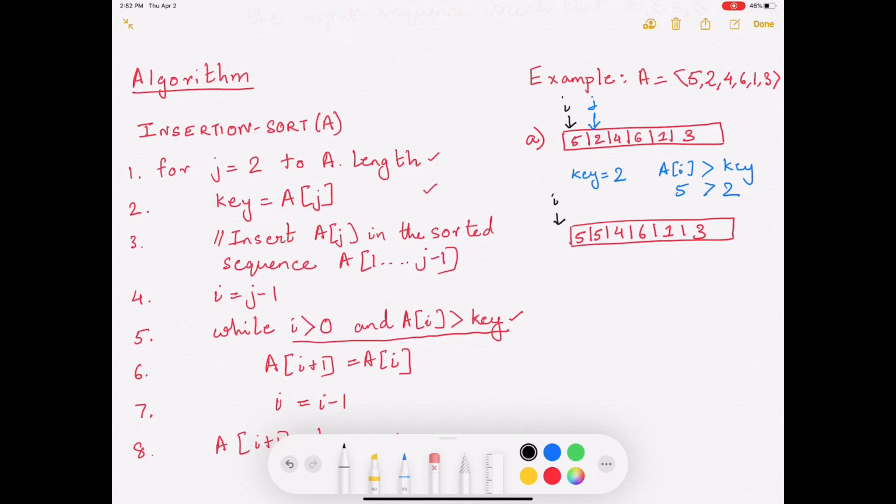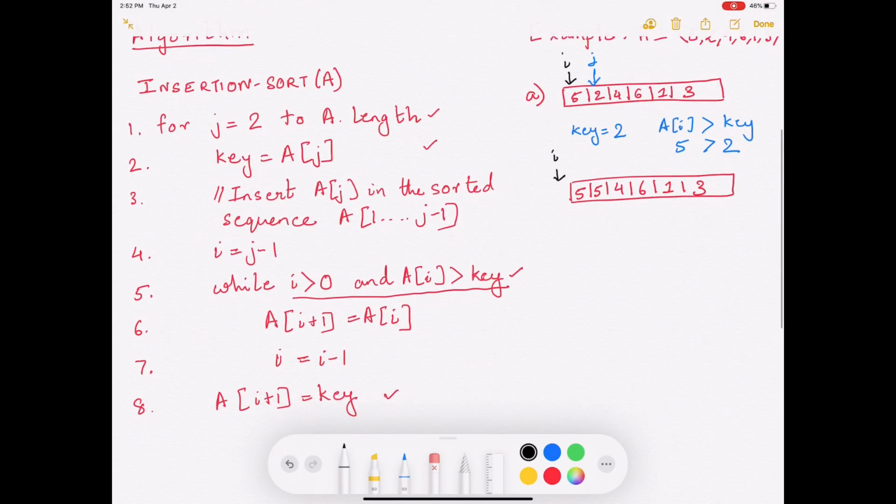So what you did was you took 5 and copied that over 2. You can see that the 2 has been erased. That is why we are storing that 2 in key. Now, when you execute line 8, A[I+1] equals key. I is here, so I+1 is going to be 1. So you're now going to copy 2 to A[I+1]. A[I+1] is this, and you're going to copy the key over here. So this is what the array would look like.